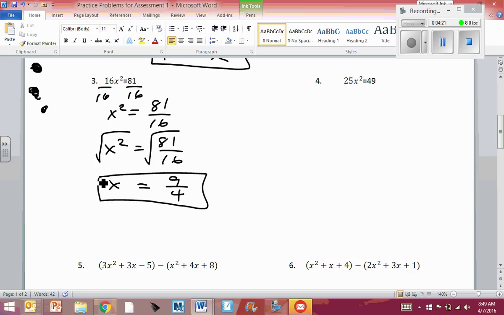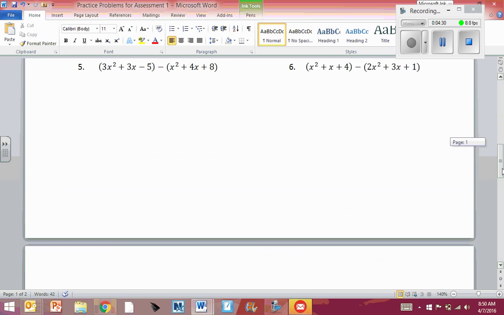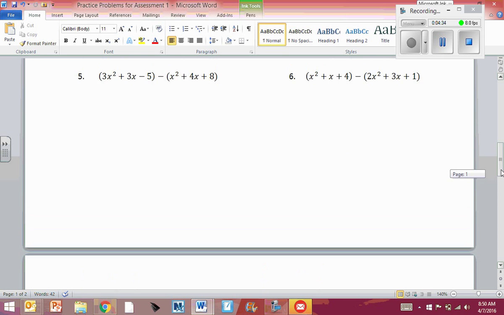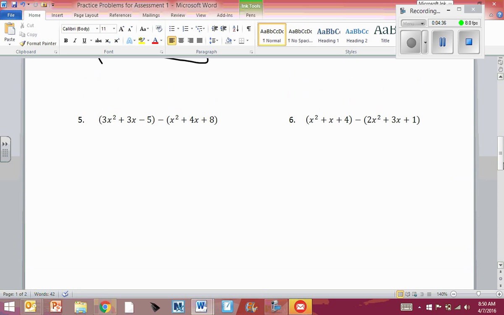All right, number 5, I think it's just combining like terms. So I'm going to try and get through these quickly so I can get to the new stuff. This is just so you have something to be reminded. All right, here it comes.